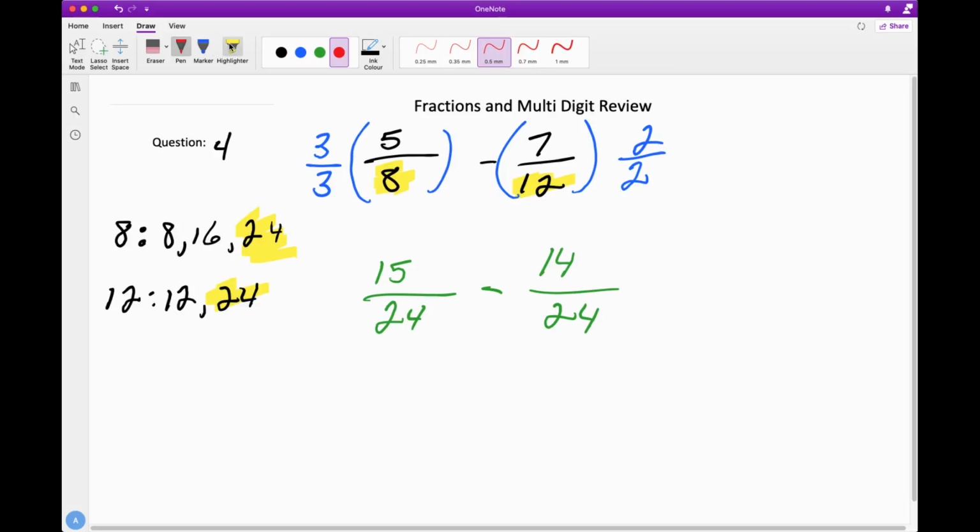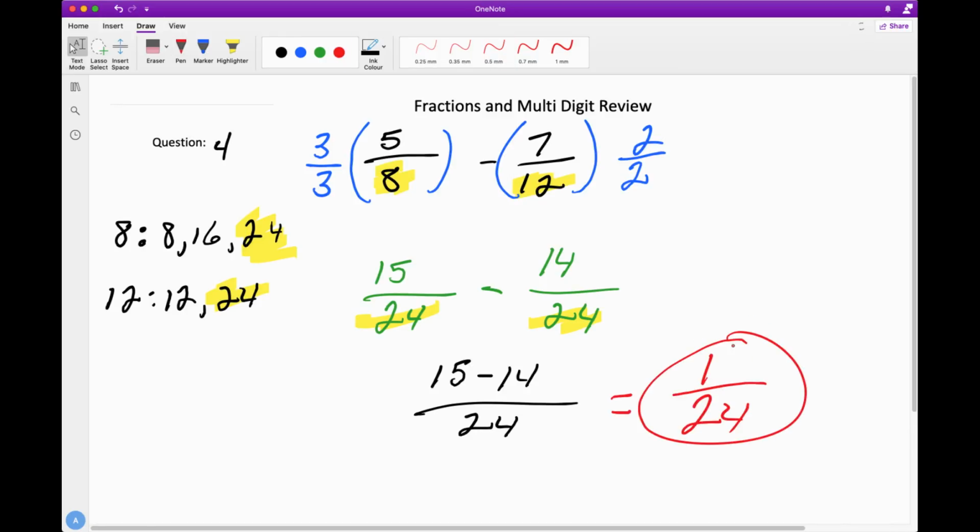Now that we have our same denominator, we can go ahead and combine these fractions and actually perform the operation. So it would be 15 minus 14 over 24. And then 15 minus 14 is going to be 1. So it'll be 1 over 24. Obviously, this can't reduce anymore because 1 doesn't have any common factors besides itself. So that would be our answer, 1 over 24.